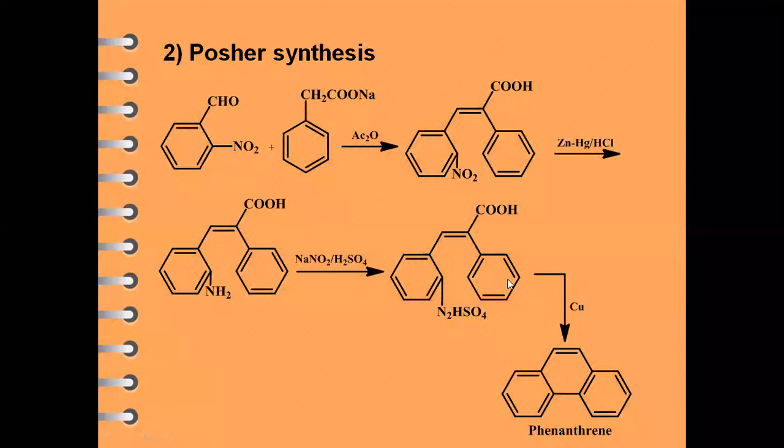And this phenanthrene 9-carboxylic acid, again in the presence of copper powder, will be reduced and there will be a formation of phenanthrene. So two methods are there for the synthesis of phenanthrene: Haworth method and Pschorr method. In the Haworth method we are using naphthalene as a starting material. In case of the Pschorr method, we are using orthonitrobenzaldehyde as a starting material. So these two are the only synthetic methods for the formation of the phenanthrene molecule.